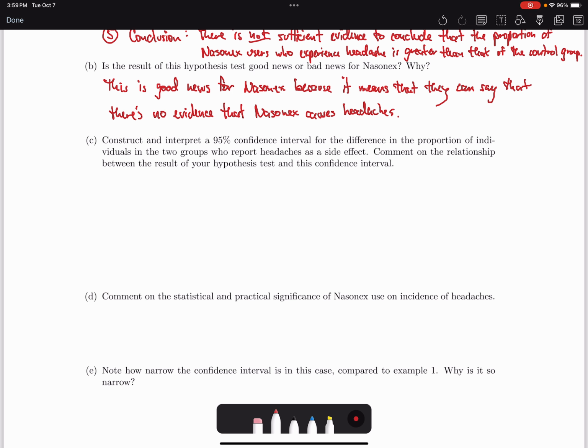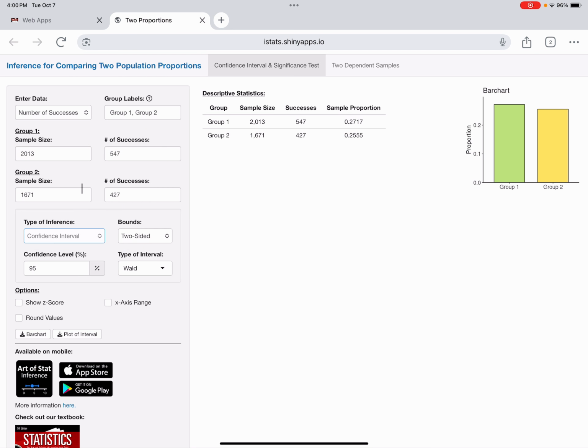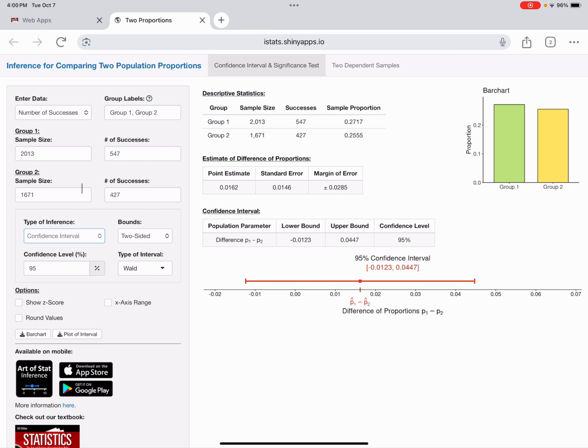Here's my solution. So here's what we had when we ran the hypothesis test. And to get the confidence interval, I'm just going to change the type of inference back to a confidence interval. I believe we ran this test at the 0.05 level of significance. So I want a 95% confidence interval, which is what the default setting is to show us. So our confidence interval here goes from negative 0.012 all the way up to 0.045.